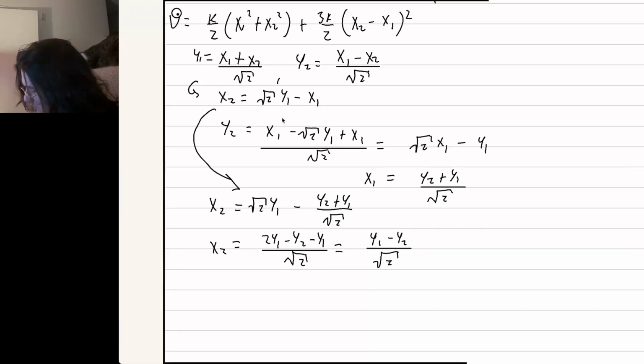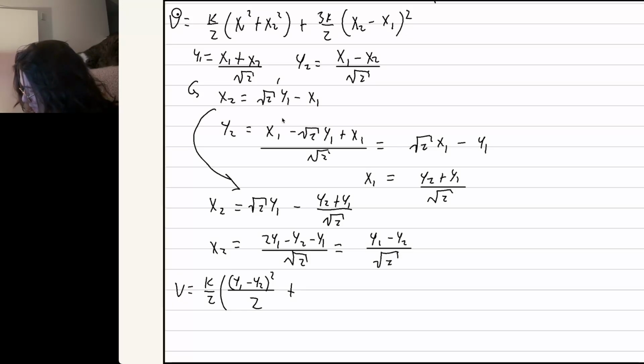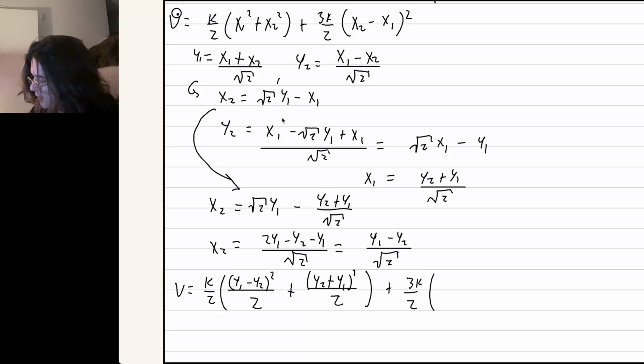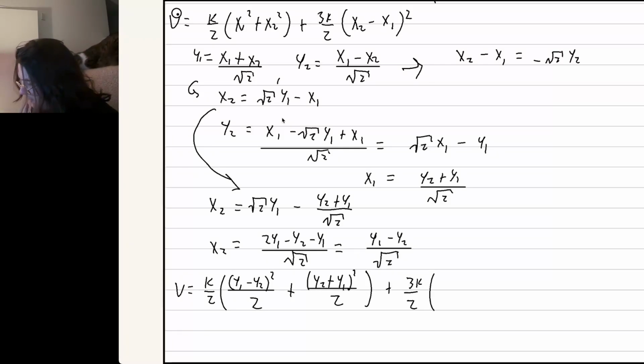So we'll just plug these into our form of the potential, which will be k over 2 times y1 minus y2 squared over 2, plus y2 plus y1 squared over 2, and then 3k over 2. Just going to go ahead and make the substitution that x2 minus x1 is equal to minus root 2 y2. So minus root 2 y2 down there, squared.